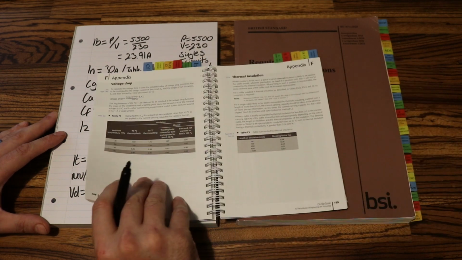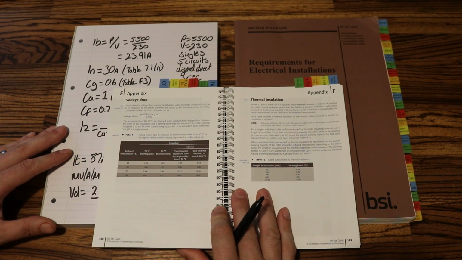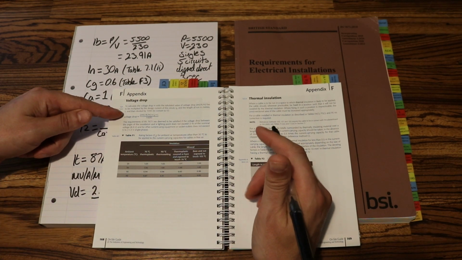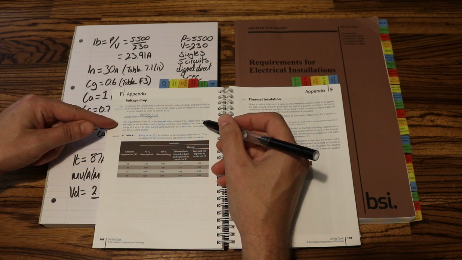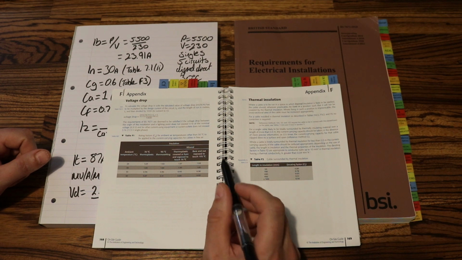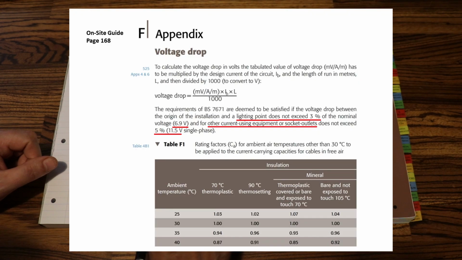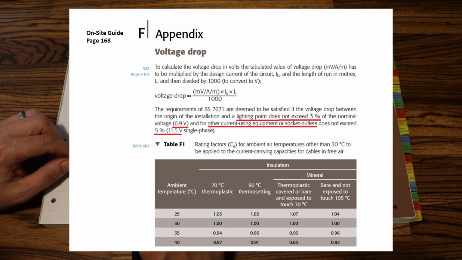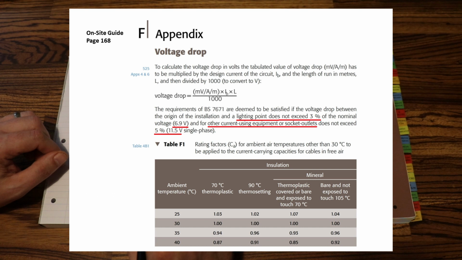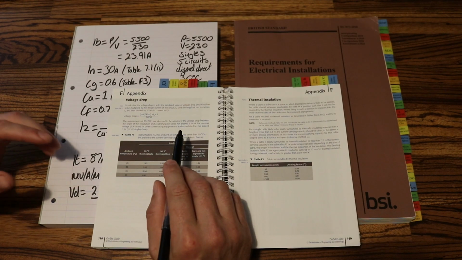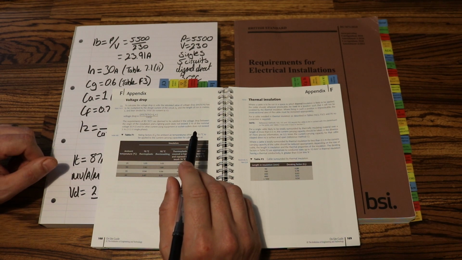So let's have another look at page 168, the volt drop page. Below the formula there's a paragraph that tells you the maximum allowed volt drop. Starting halfway through that short paragraph: a lighting point does not exceed 3% of the nominal voltage, 6.9 volts, and for other current using equipment or socket outlets does not exceed 5%, 11.5 single phase. So 3% of 230 is 6.9 and 5% of 230 is 11.5. It's doing the equation for us, because we're usually working in 230 volts.